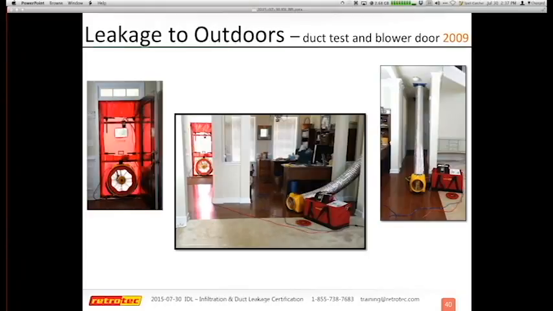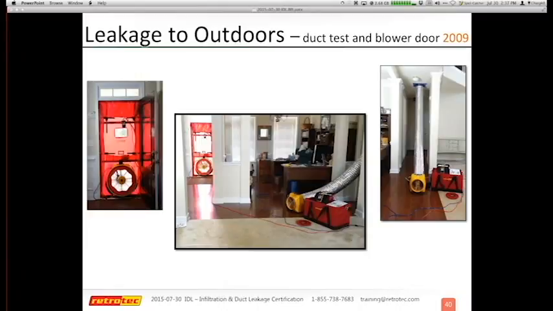I will touch briefly on leakage to outdoors. Most people don't do this test unless you're doing more third party work, or for some reason you're looking for another way to pass the IECC test because the duct leakage is failing and you want to see if what's on the outside of the envelope is enough to pass down to the 8% level. So to do a leakage to outside test, you're going to have a blower door and a duct tester operating at the same time.